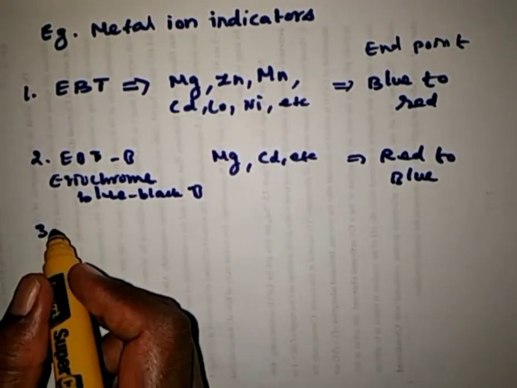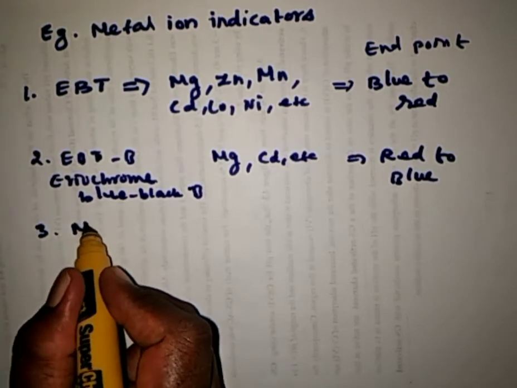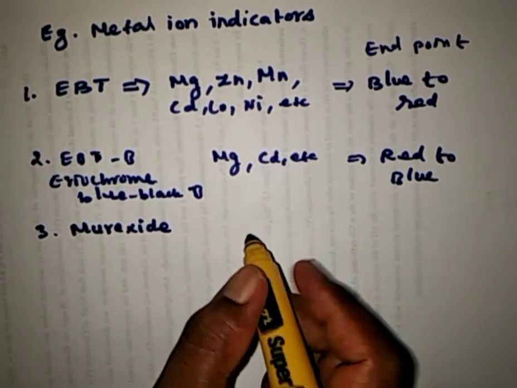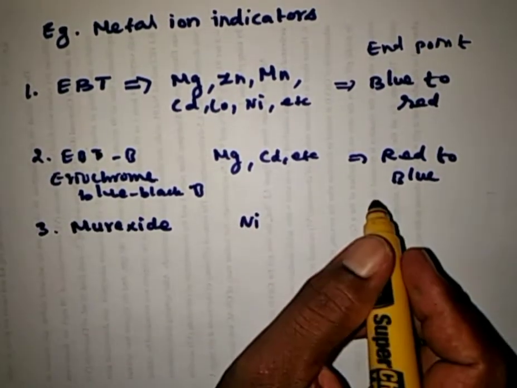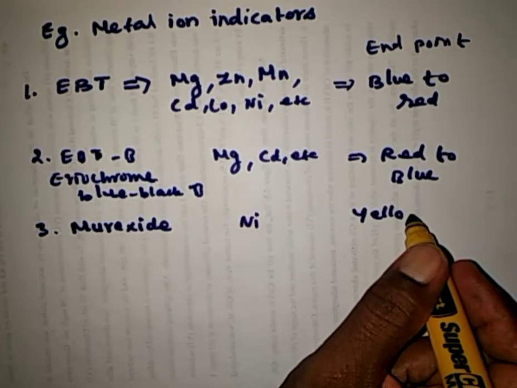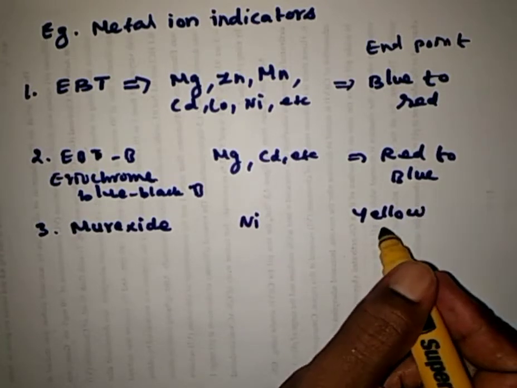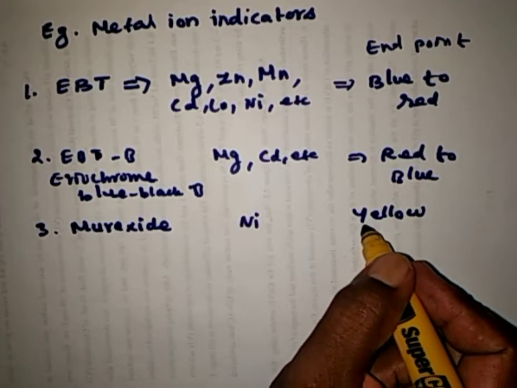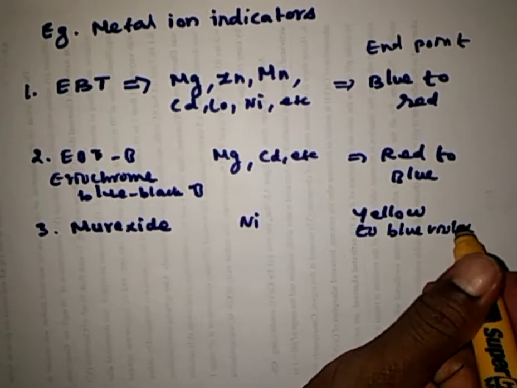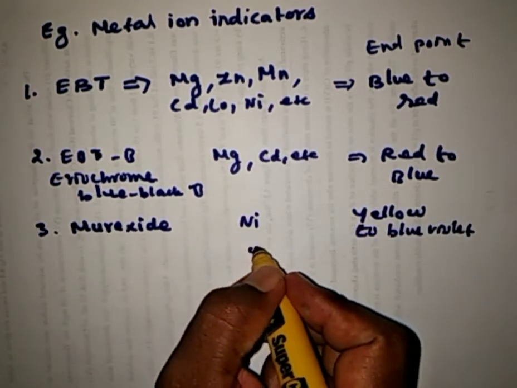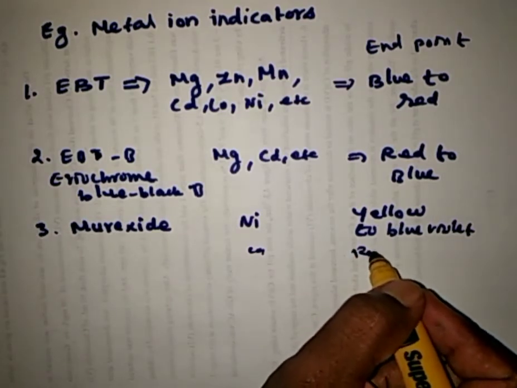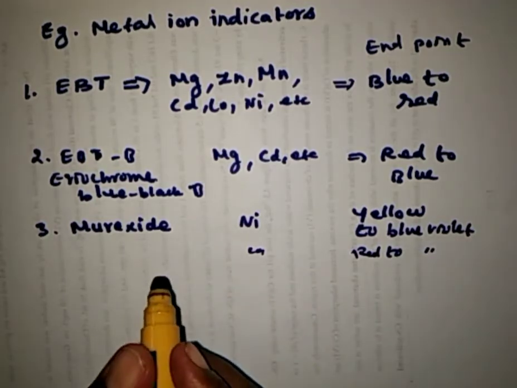And another one is murexide. By using murexide, we can estimate nickel. Nickel is estimated using murexide, and the endpoint color change is yellow to blue violet. Likewise, if you use it for calcium, the conversion is red to blue violet.